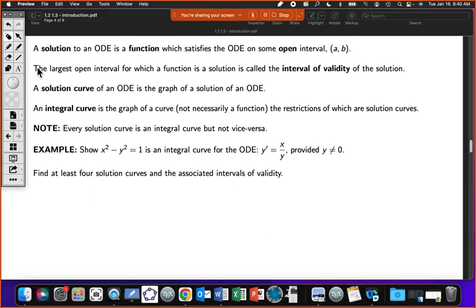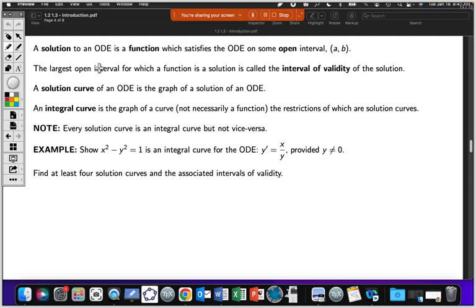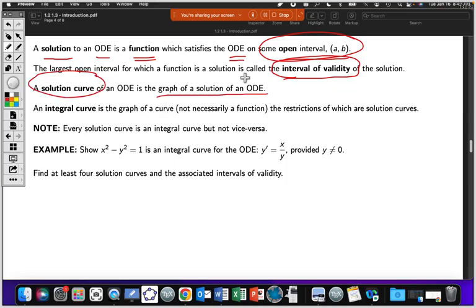A solution, so this is the book terminology here. So we're using this book. Hopefully you saw the link to it. A solution to an ODE is a function which satisfies the ODE in an open interval (a, b). The largest open interval where the solution is valid is called the interval of validity. A solution curve is the graph of a solution, but an integral curve is the graph of a curve that you can restrict to give solution curves. All right, so once again, this is the textbook terminology, the textbook we're using.